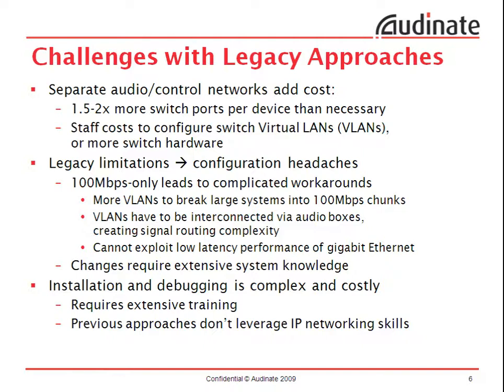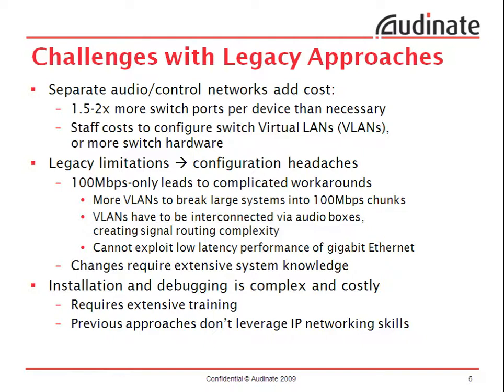The various limitations of legacy technologies lead to configuration headaches. So for example, if you have a 100 megabit per second only link capacity, that leads to complicated workarounds as channel counts increase in the network. So in such a system, large-scale AV systems can only be created by artificially dividing the network into 100 megabit per second chunks, either with switch hardware or yet more VLANs. Connecting between boxes that are in these separate, isolated 100 megabit per second VLAN chunks is typically done in the audio domain, not in the networking domain. And so that creates additional audio routing complexity that isn't really needed.